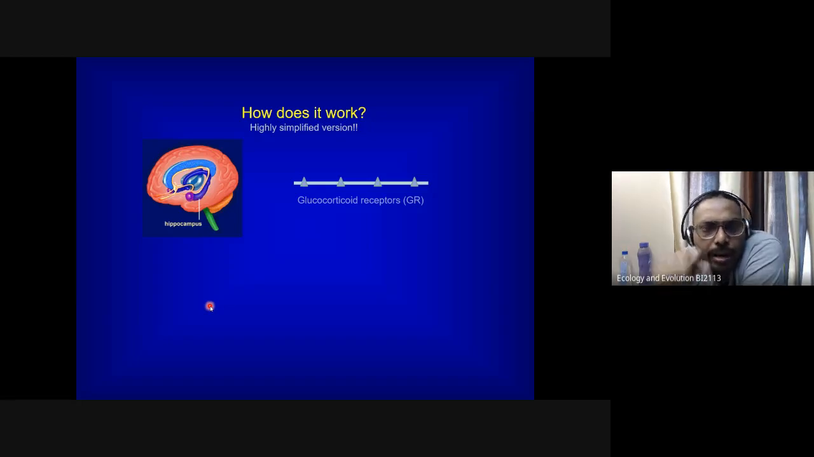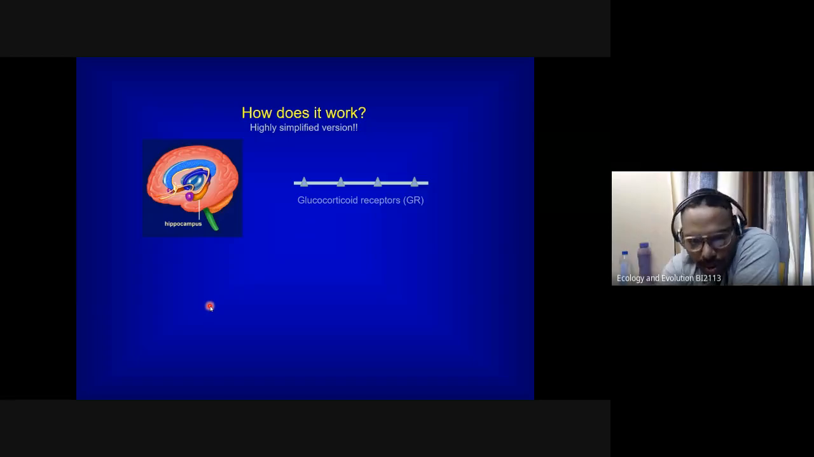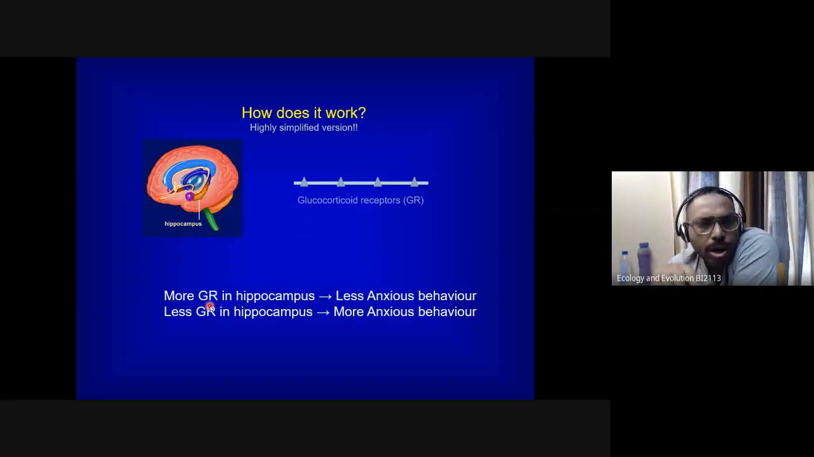Therefore, the number of glucocorticoid receptors in the brain is very important in determining the anxiety phenotype of an adult. So if there are more glucocorticoid receptors in the hippocampus, then the cortisol levels can be brought down fast, and therefore there is less anxious behavior, and vice versa.